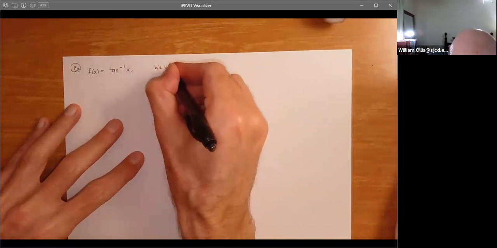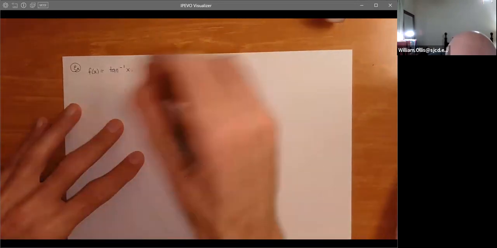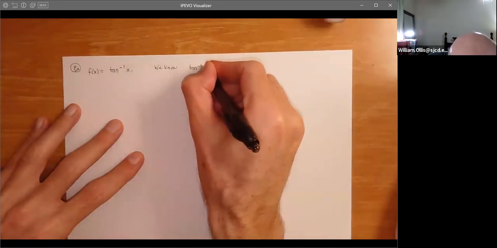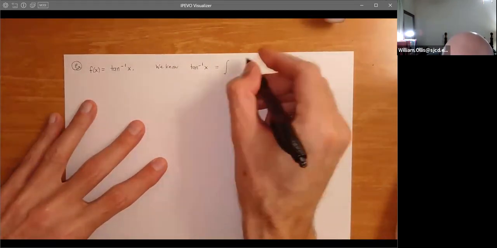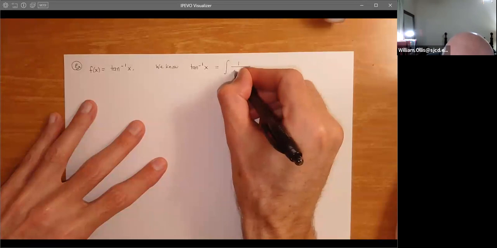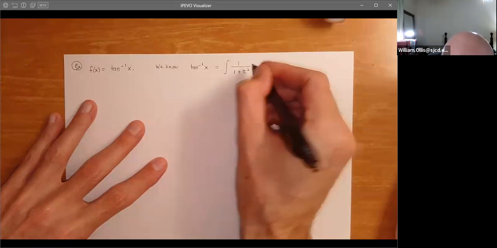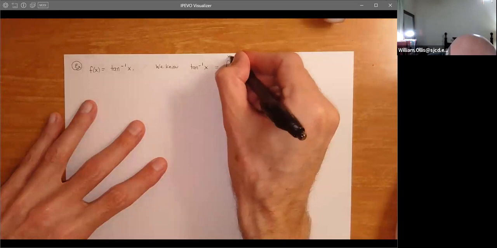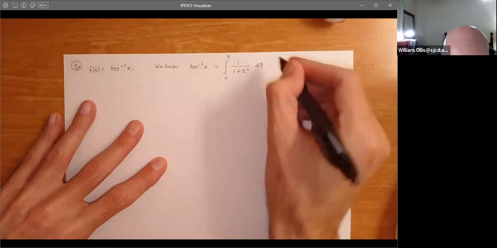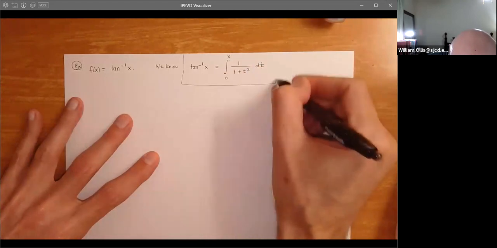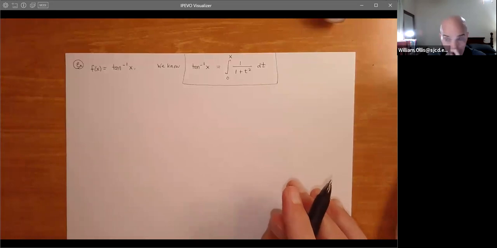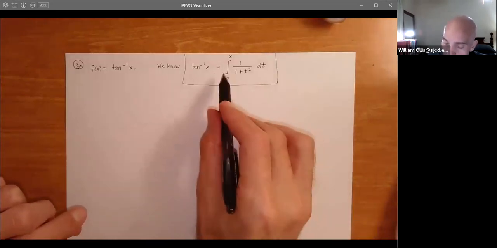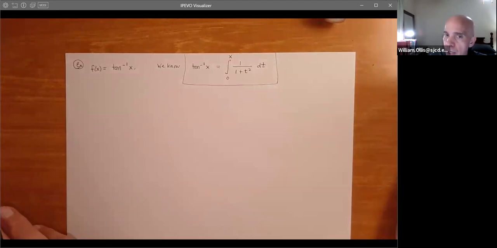We know that the inverse tangent of x, just using the very first week of this class, will be the integral of 1 divided by 1 plus t squared. And of course, I'm going to be lazy. I'm going to use 0 to x dt. That's basically the definition via the integral. We define the inverse tangent based upon the tangent function. But in terms of an integral, boom, there it is. Remembering that the inverse tangent of 0 is 0.